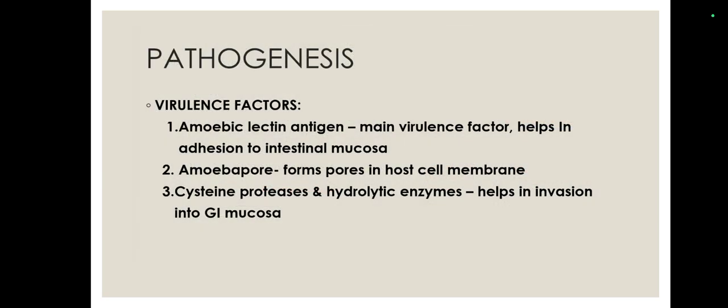Pathogenesis. First we have to know about the virulence factors. There are 3 virulence factors: amebic lectin antigen, amoebapore, cysteine proteases and hydrolytic enzymes. Amebic lectin is the main virulence factor. It helps the trophozoite to adhere to the intestinal mucosa. Amoebapore forms pores in the host cell membrane. Cysteine proteases and hydrolytic enzymes help in invasion into the GI mucosa.